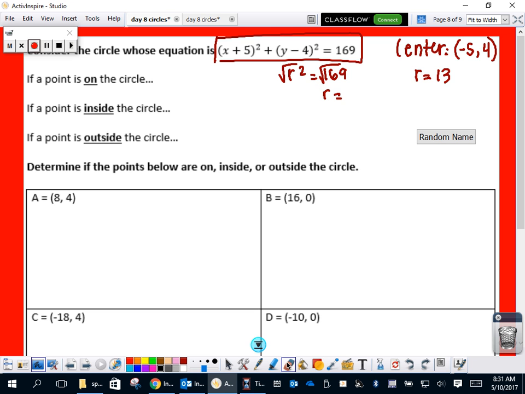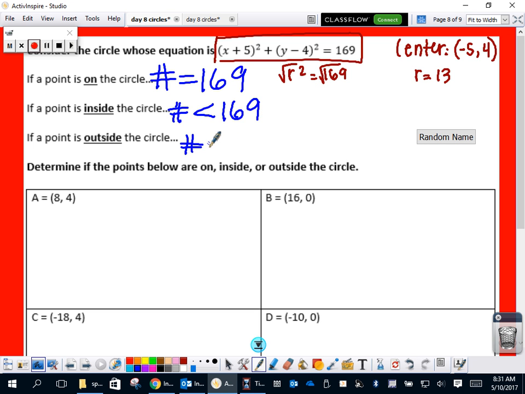Okay? All right, so they're going to give you an equation. We are going to have to determine if the point that they give us is on, inside, or outside. So for all of these, we're going to use this equation. Okay? The point will be on the circle if the number we get on the left equals 169, we're on the circle. If our number is less than 169, we're going to be inside. And if the number we get is greater than, we are going to be outside the circle. Okay?